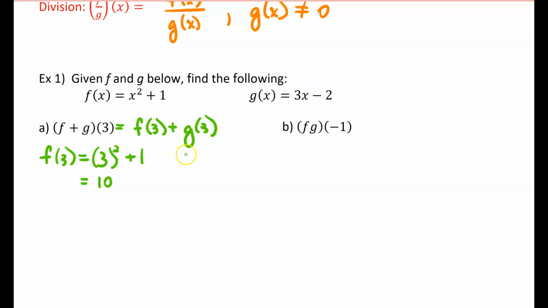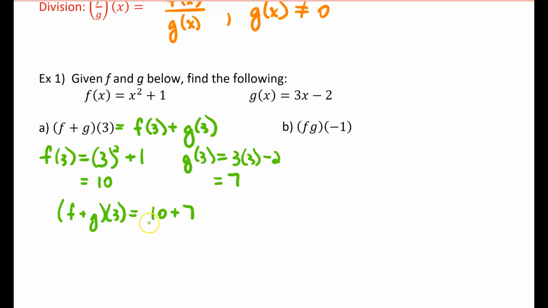And I'm also going to evaluate g of 3. So g of 3 is equal to 3 times 3 minus 2. So g of 3 is 9 minus 2 is 7. And so I can combine those together now. So f plus g, evaluated at 3, is 10 plus 7, which is 17.